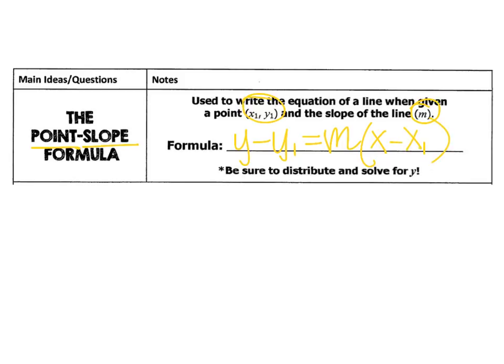You have to be sure to distribute and solve for y because we want our final answer to be in slope-intercept form. So our final answer should always be in the form y equals mx plus b. But we can use this equation to get there.